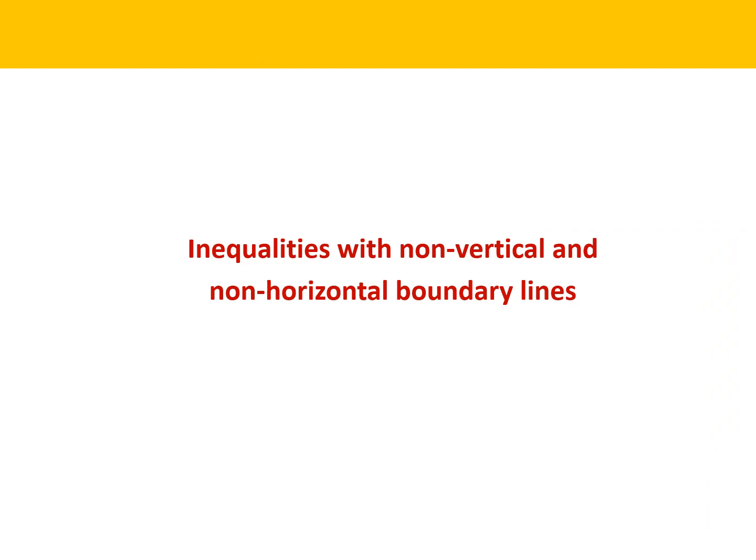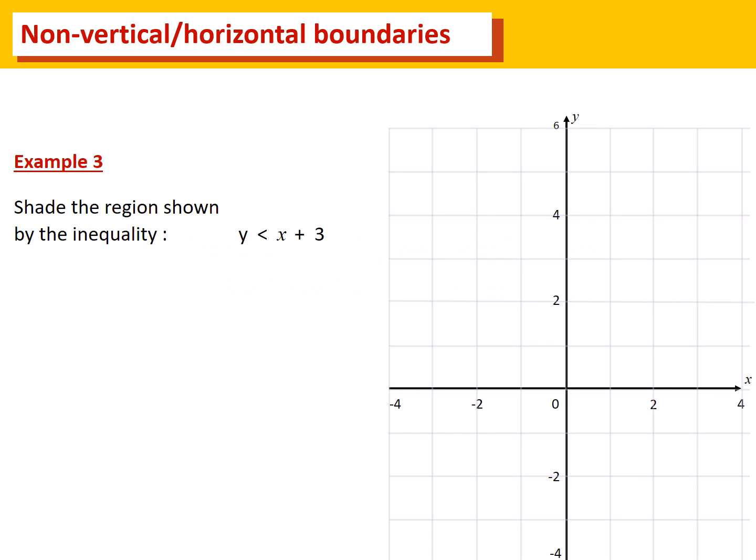When the inequality involves a non-vertical or non-horizontal line, there's just a little bit of added detail that we need to take care of. So here's our example. Y is less than x plus 3. Once again, we turn that into an equation, which is y equals x plus 3. In order to do that, we need some points to plot our line.